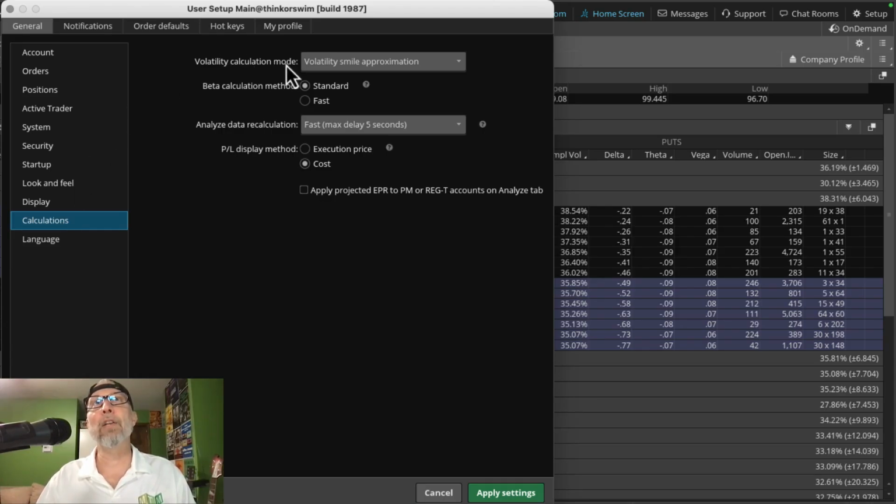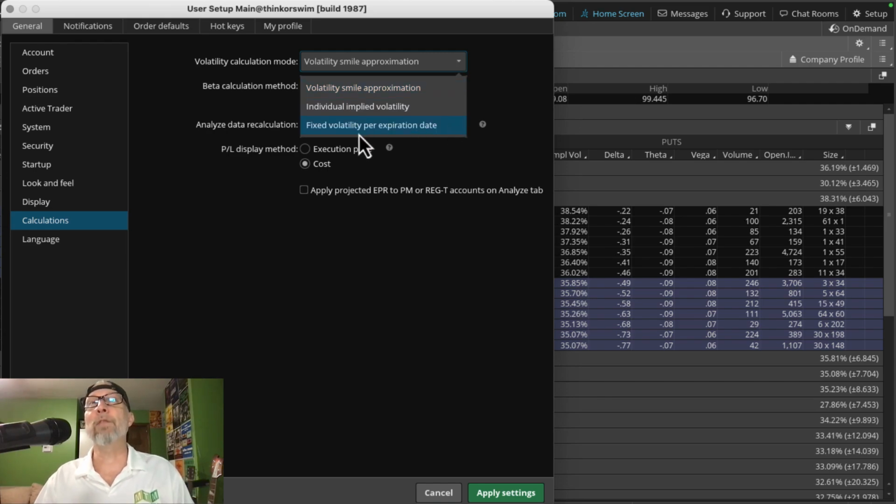Volatility calculation mode is right here, and there are three choices: volatility smile approximation, individual implied volatility, and fixed volatility per expiration date. Now we're just working backwards. Fixed volatility per expiration date means the volatility for every strike would be the same, which is just not how reality is when it comes to options.